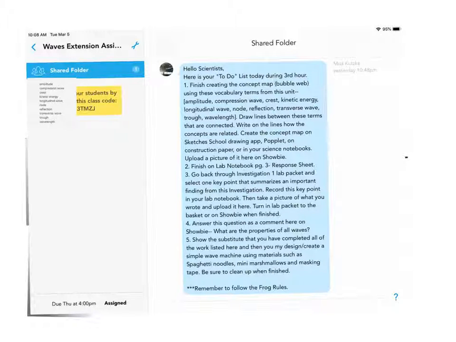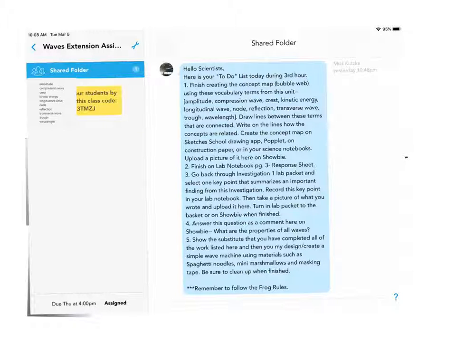Yesterday we created a rough draft using sticky notes and these terms: amplitude, compression wave, crest, kinetic energy, longitudinal wave, node, reflection, transverse wave, trough, and wavelength. Hopefully yesterday you had enough time to draw lines between these terms that are connected, and once you finish that, you should have written on the lines how the concepts are related.